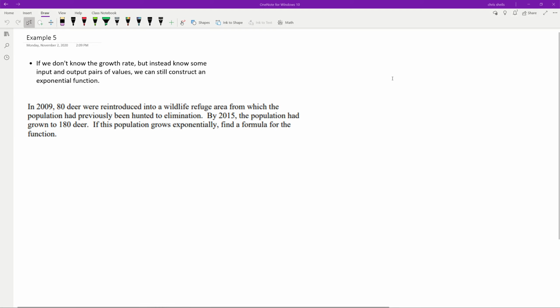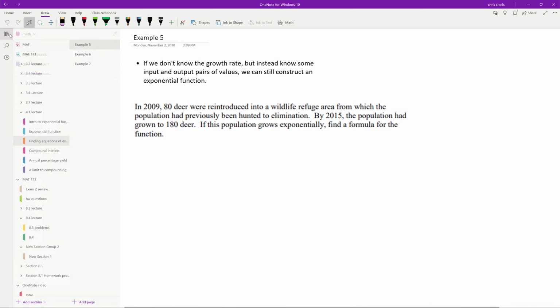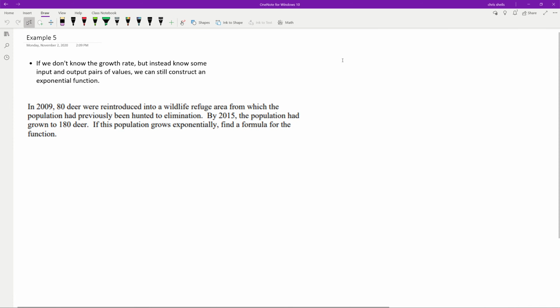All right, this is part 2 of 4.1 on finding equations of exponential functions. Sometimes we don't know the growth rate, but instead we know some input and output pairs of values. And this actually still allows us to construct an exponential function.